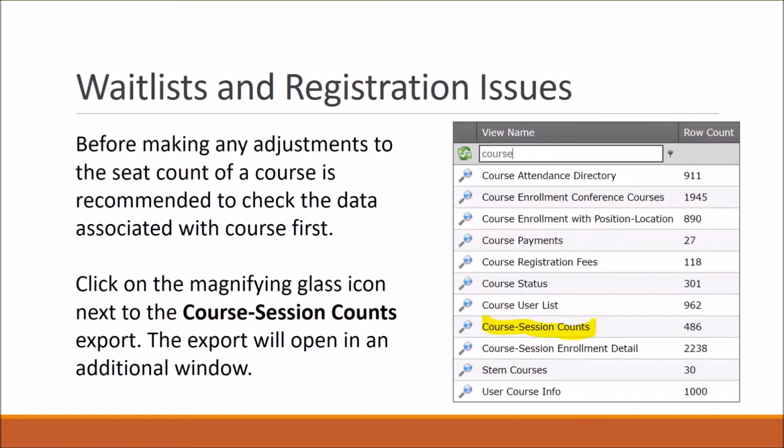So if you go to the export information menu, which you can access two different ways if you have the PD manager role or if you have a system manager role. So PD manager, it's under management, PD manager export info, or system manager export info. When you get there, you can filter to find it a little quicker, and it's called course session counts. And as with any export info, you're going to click on the magnifying glass to open that report in an additional window. If it doesn't open, check for pop-up blockers. Okay. So let's go ahead.